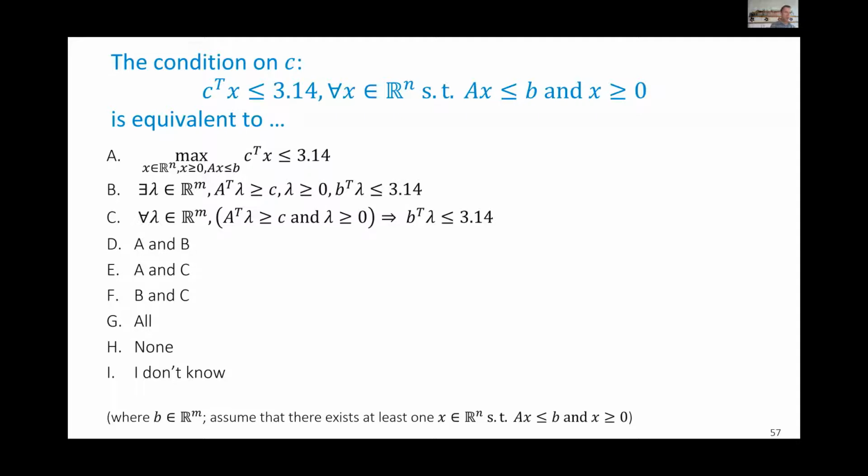So let me close this poll. The majority says D, which is the correct answer.